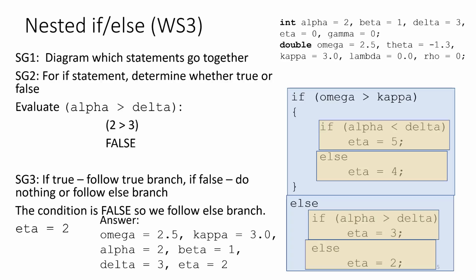At the conclusion of the execution of this code, eta has a value of 2. That is the end of this worked example.